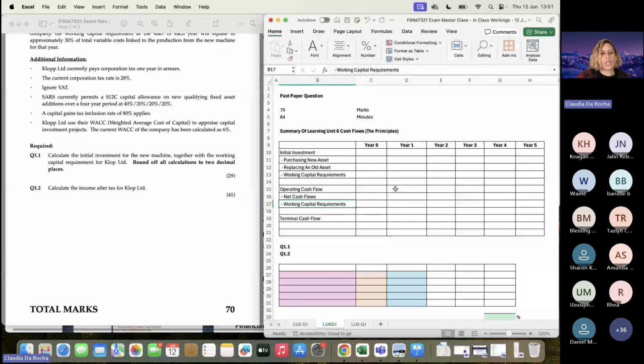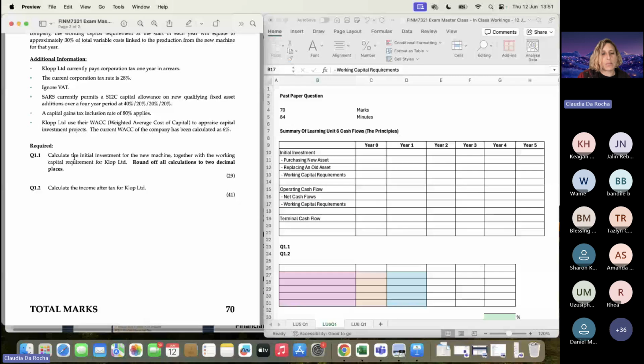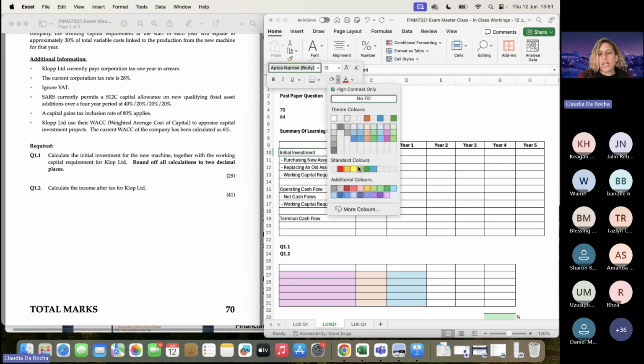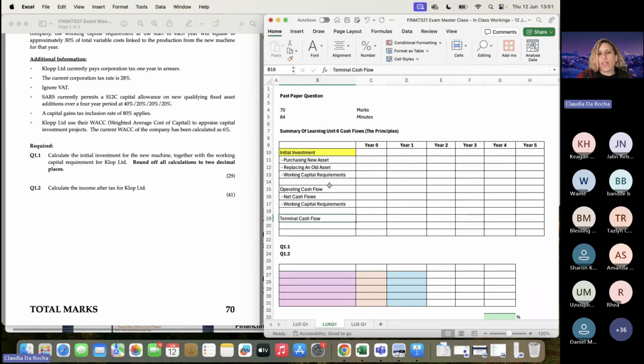So if you see in this question, they've asked you for the initial investment for the new machine together with the working capital requirements. So there are two parts to this question. They're asking you to give your initial investment, and they're then asking you to give this part of your operating. That is question 1.1 here.